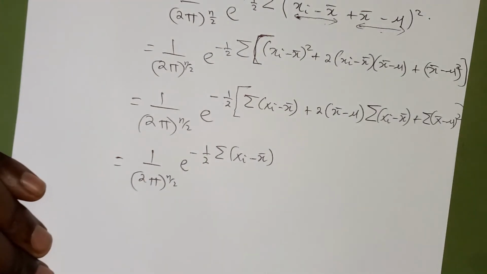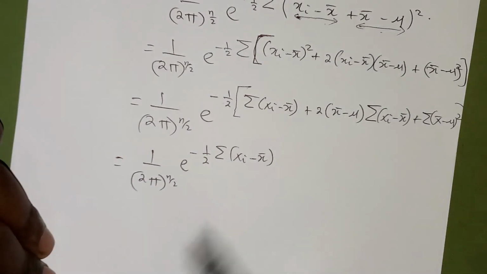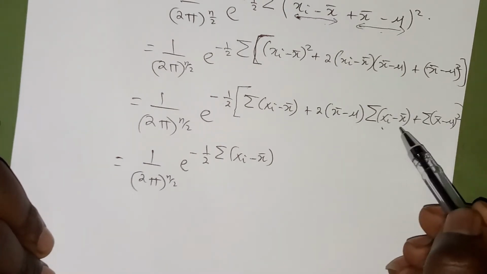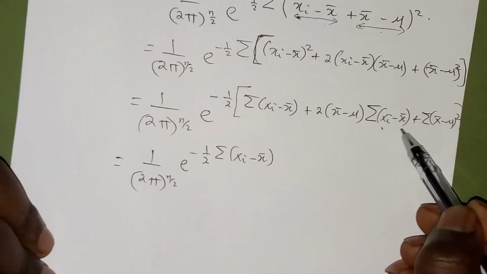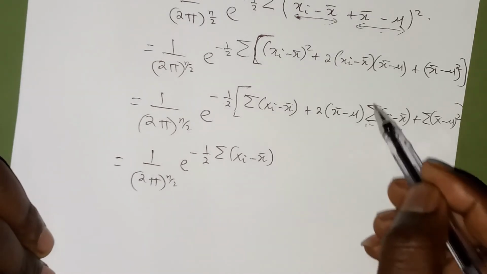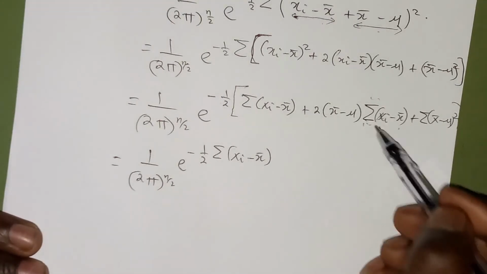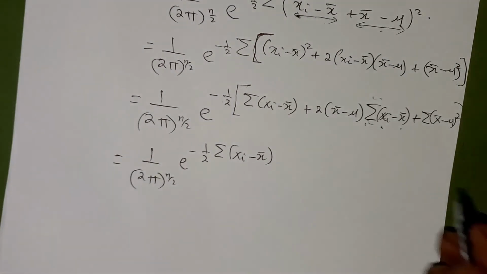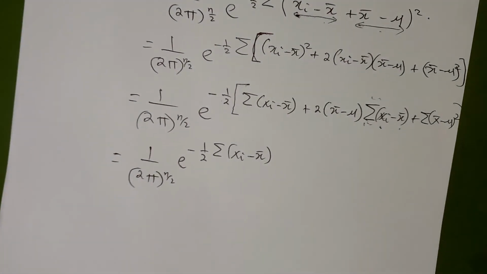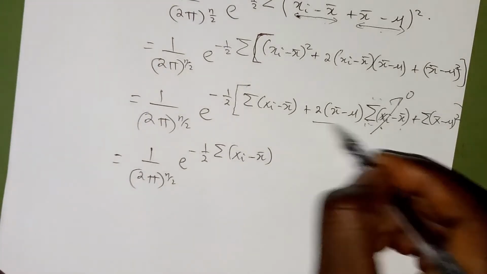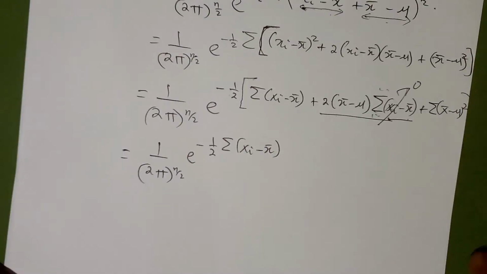But then what I want you to see here is that the summation of xi minus x bar, from i equals 1 to n, will give us 0. I'm sure this is a known fact, and you can try it with some examples. This one will give you 0, okay? So that automatically makes this whole part 0, since it is multiplying this one.